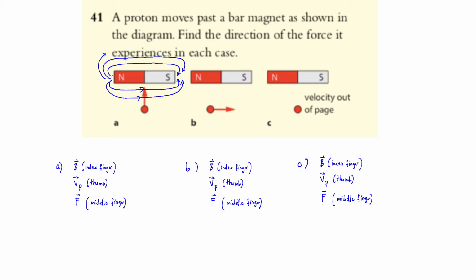Okay, so for the case of letter A, what will be the direction of the magnetic field? It turns out that it will point to the right. Now, looking at the velocity of the proton, it is going up.